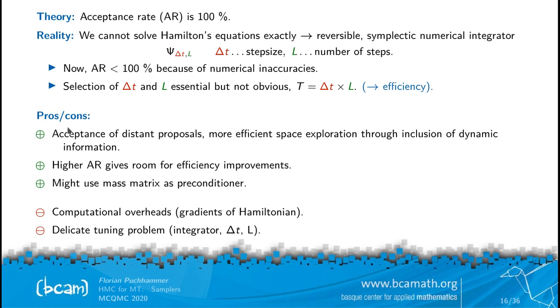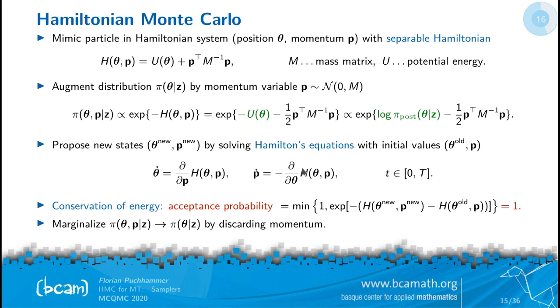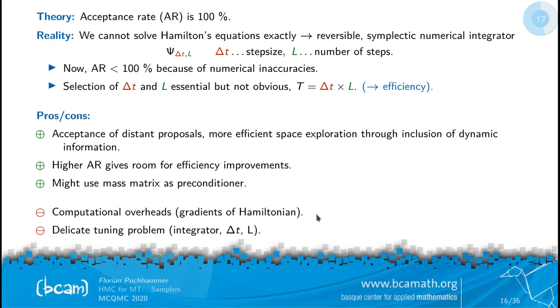Okay, and the pros and cons very quickly summed up are that with Hamiltonian Monte Carlo, it's possible to accept distant proposals very frequently, and this makes space exploration much more efficient. And remember the mass matrix we had in the previous slide. In molecular dynamics, it's determined by the system, but here we can use it as a preconditioner.